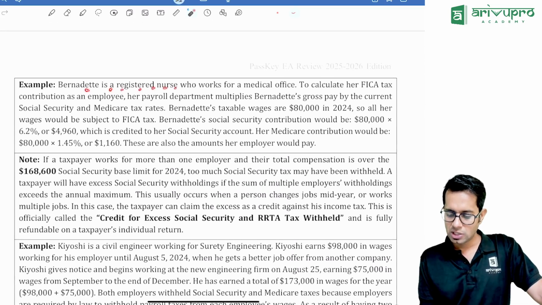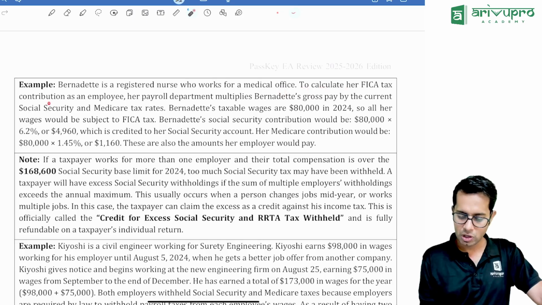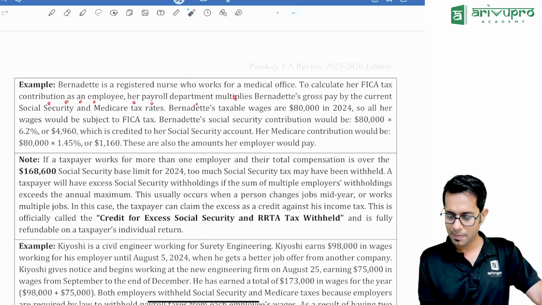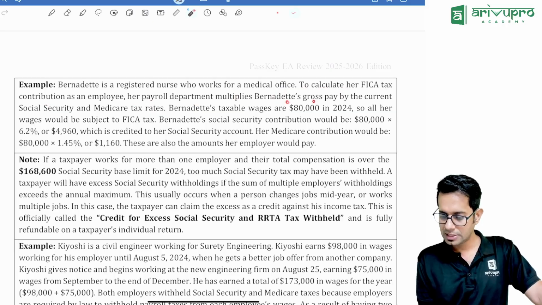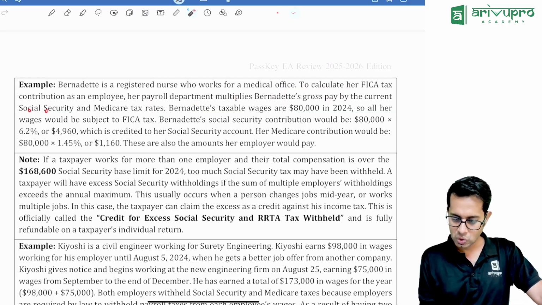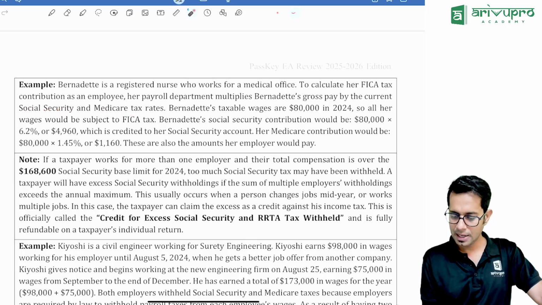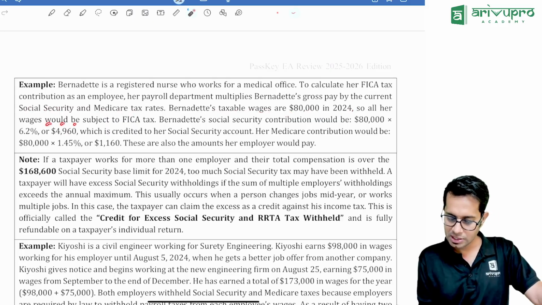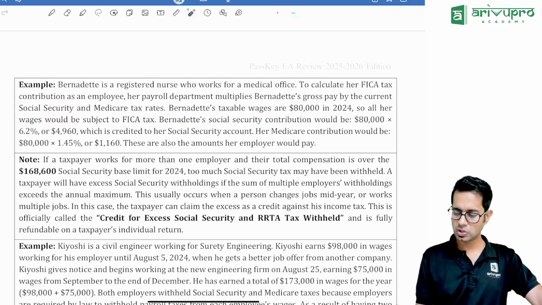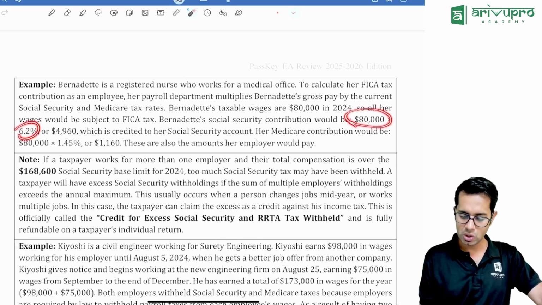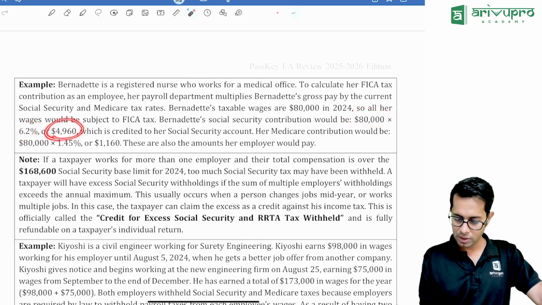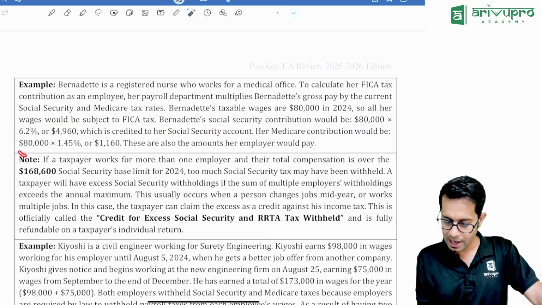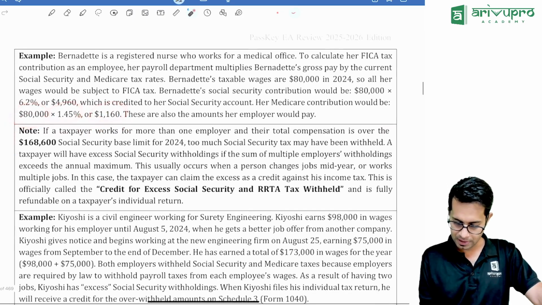B is a registered nurse who works for a medical office. To calculate her FICA contribution as an employee, her payroll department multiplies B's gross pay by the current Social Security and Medicare taxes. B's taxable income is $80,000, so the wages are subject to FICA tax. B's Social Security contribution will be 80,000 times 6.2%, which will be contributed by her for her own account, and Medicare tax will be 1.45%.